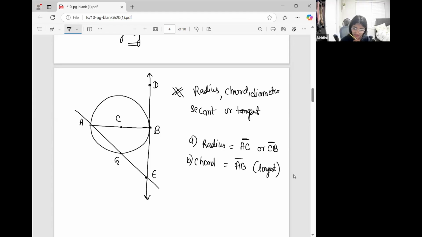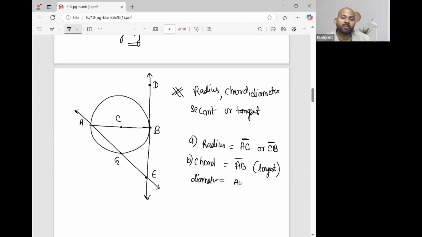Diameter, then, once we need to take it. So the diameter will be AB. That's going to be my diameter, also equal to AB. And secant is AE. And the tangent is DBE. I don't know if that was D.